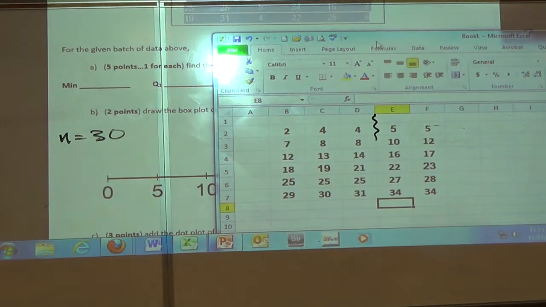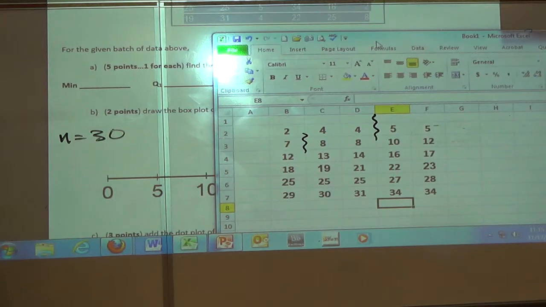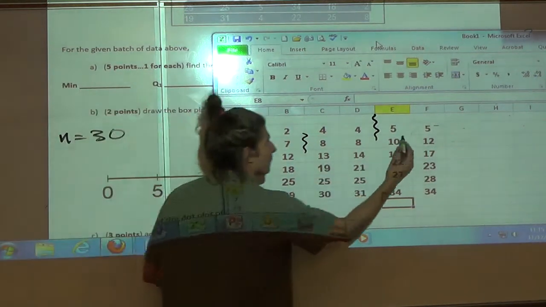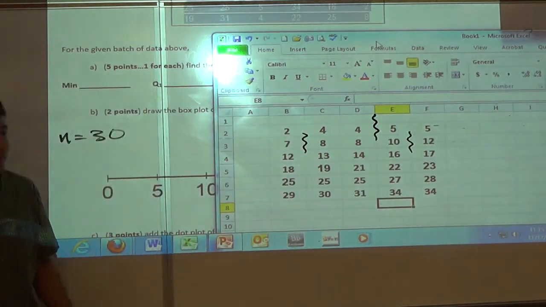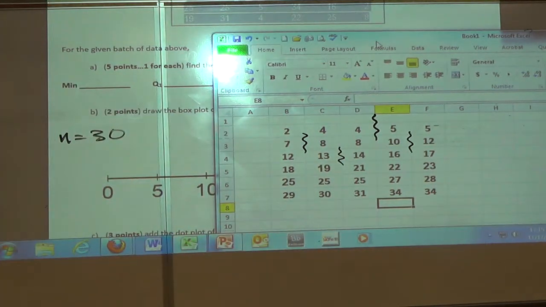Does it make sense? If you go 3 more, there's your 20th percentile. 3 more, there's your 30th. 3 more, there's your 40th. Making sense? It's a simple percentage. Keep 40% below and keep 60% above.